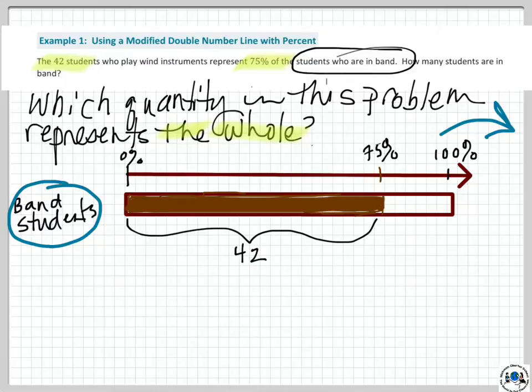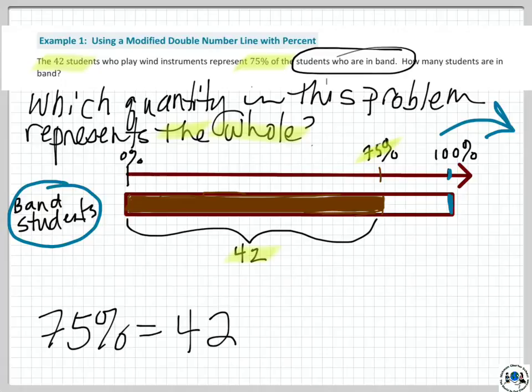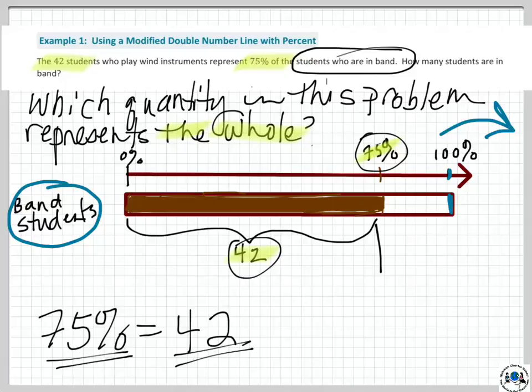But the way we've drawn it here, you can see I have that line for 100% matching up to the end of the band student bar. I just laid it out the way the problem presented it. And what this problem is saying is that 75% is equal to 42. I didn't write this here, but we're going to use that later to figure out 100%, which is what we're trying to do right now. But just to let you know, 75% is the same as 42, because 42 would reside right there.